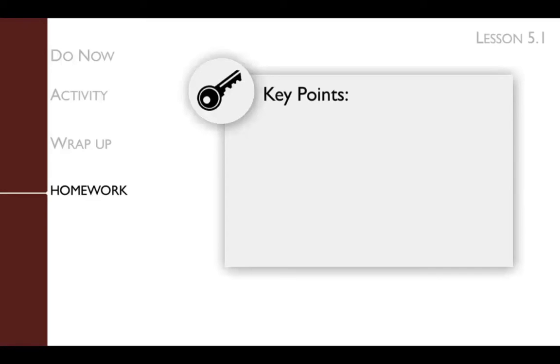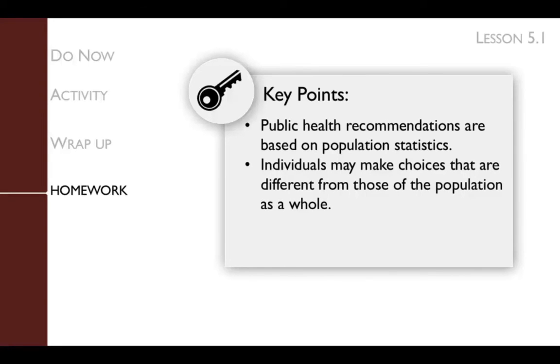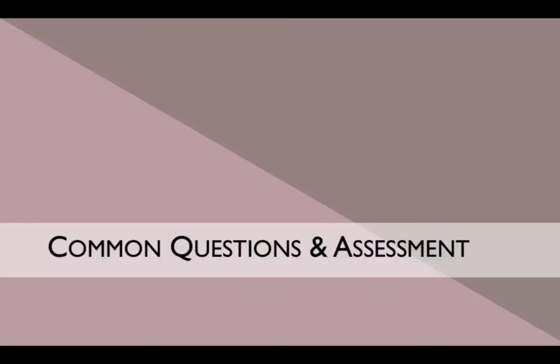The key points of the homework are that public health recommendations are based on population statistics, and individuals may make choices that are different from those of the population as a whole. Sometimes lack of resources limit individual choices.